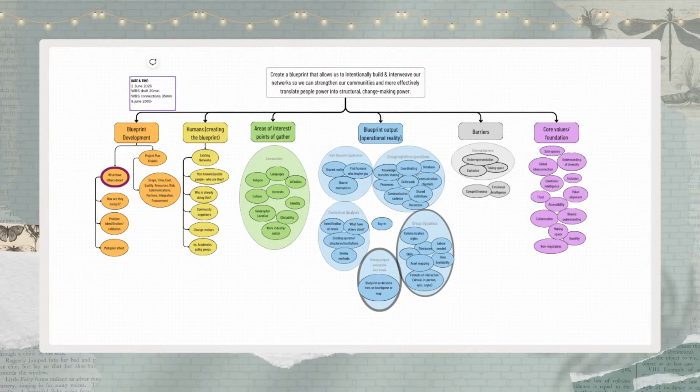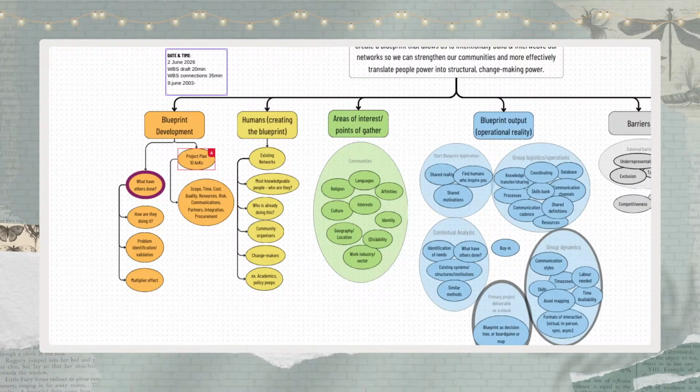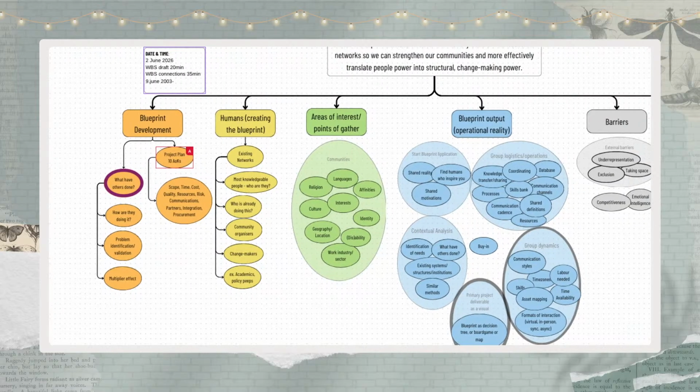Blueprint development refers to this project that we're planning right now, so the development of this blueprint. One of the first steps that we're going to take once we're done with the scoping process is, as good project managers, to create a project plan. That includes the 10 areas of knowledge outlined by PMI, the Project Management Institute, which allows us to look at the different aspects of a project and ensure that we're thinking through all the different things.